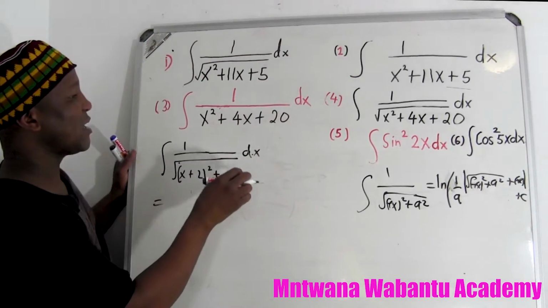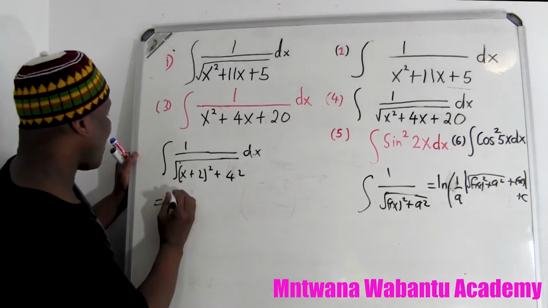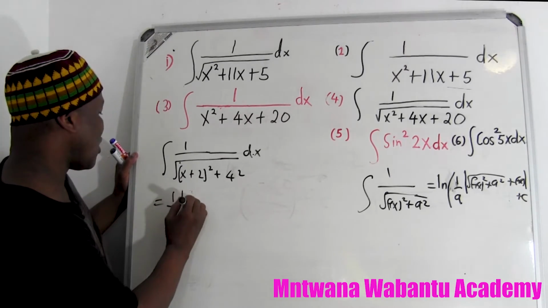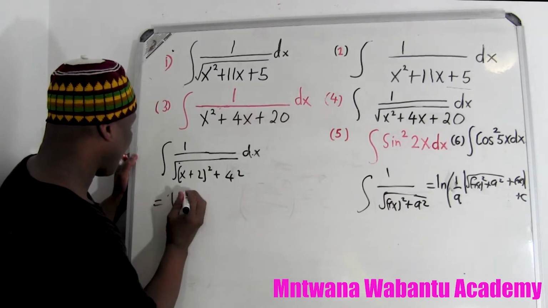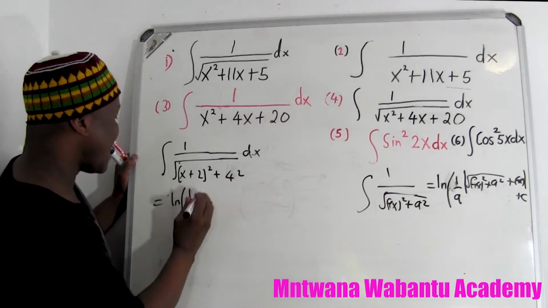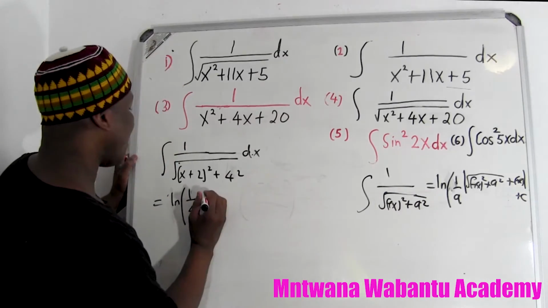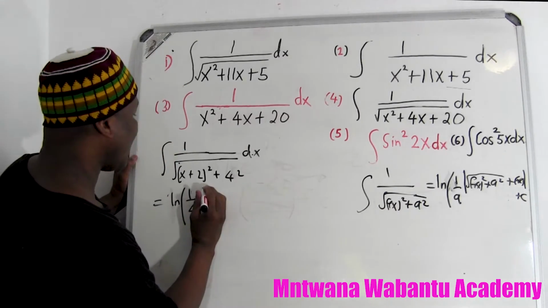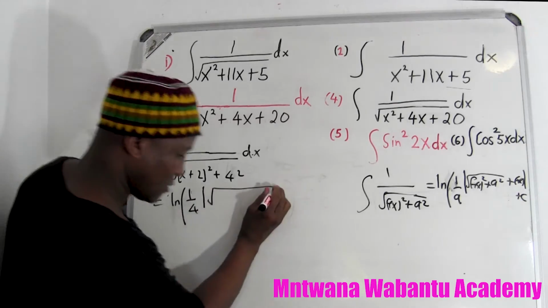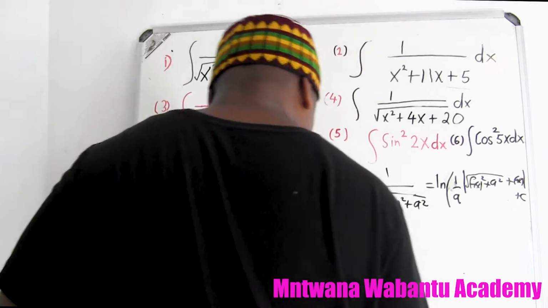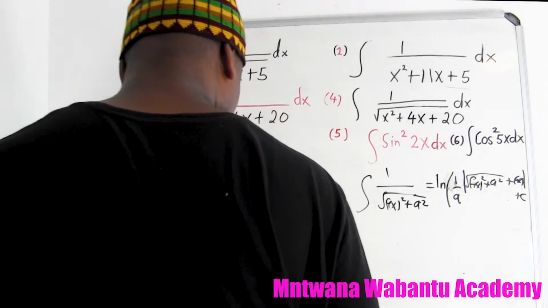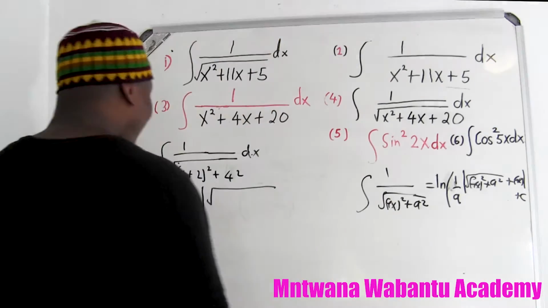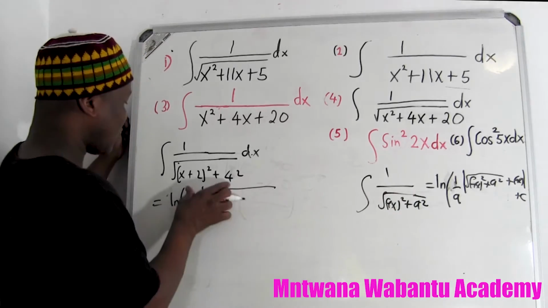Which question is it? This one here. So it's going to be 1 over a. What is a? a equals 4. And we say ln, bracket, 1 over a equals 4. You follow this one, right? Then after that you say absolute value. You see what I'm saying? Okay, absolute value, and then we write exactly this one.